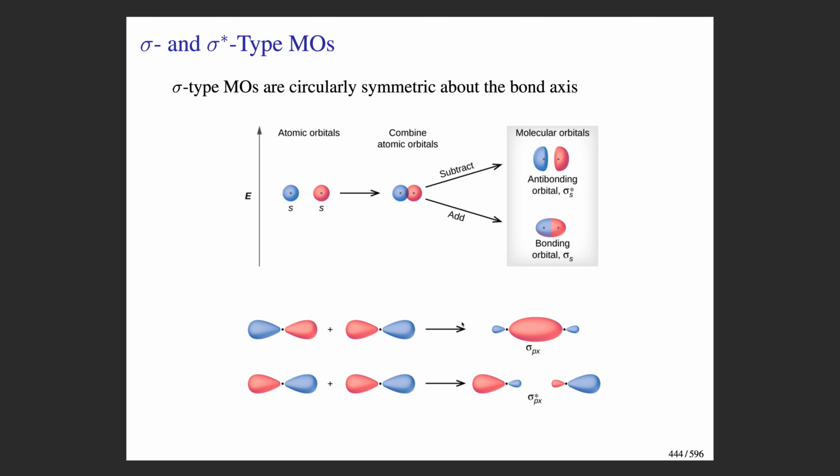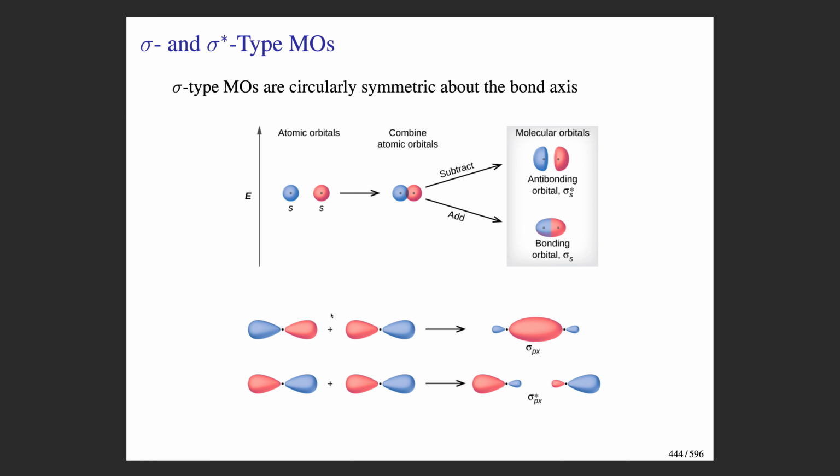Down below, we have another example of forming a sigma-type molecular orbital. This time we are going to be building the orbitals from p orbitals. So here we have two p orbitals on different atoms. These two dots here represent two distinct atoms that are separated in space. And what we're going to be doing is adding this wave to that wave.